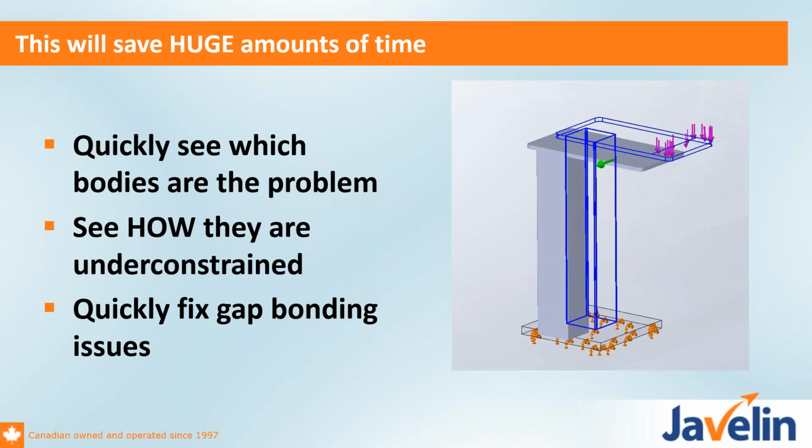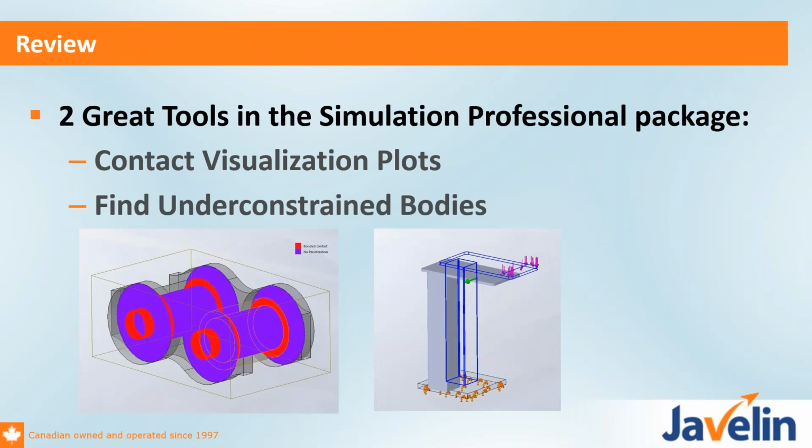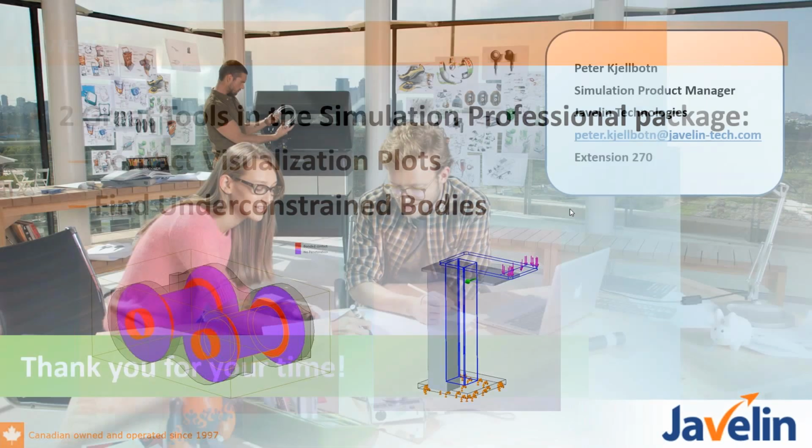So, in review, guys, we showed 2 great new tools today, one that came out in 2014 and a couple that came out in 2016. The contact visualization plot lets you very quickly see all of those contact conditions. Again, if you can visualize it, you get a better understanding of it. And then the second thing, we can actually find out any bodies that are unconstrained, not bonded or not restrained properly in the analysis. So with those 2 tools, guys, I think it's going to speed up just about every assembly analysis that you do. So thanks very much for your time.